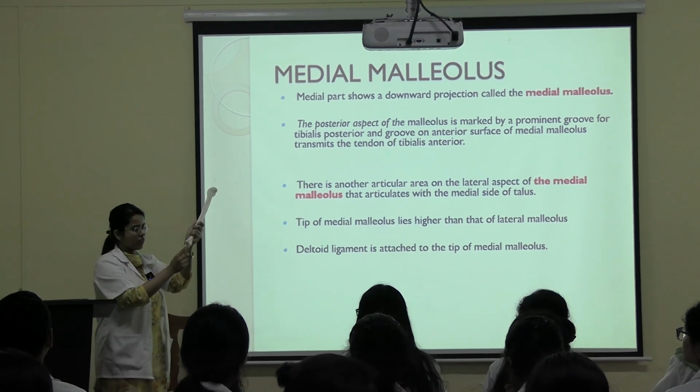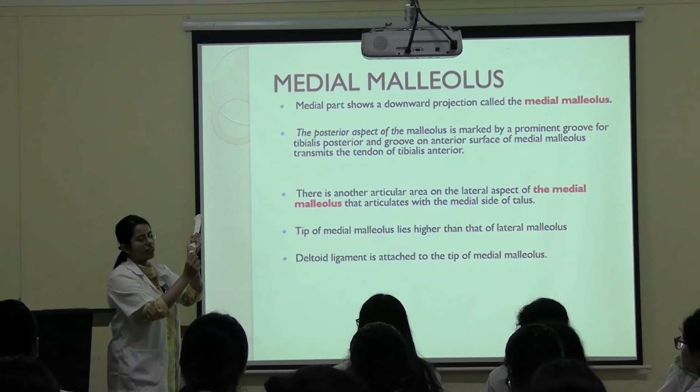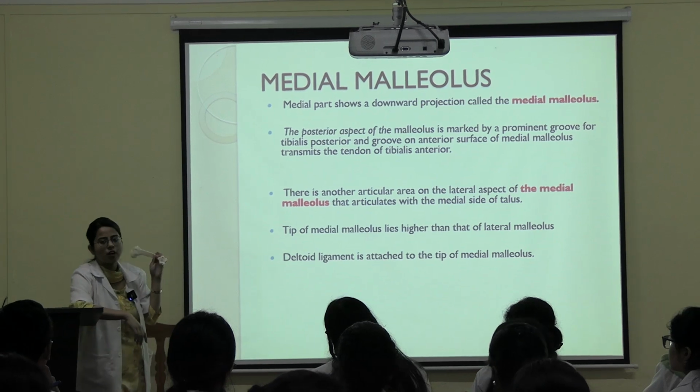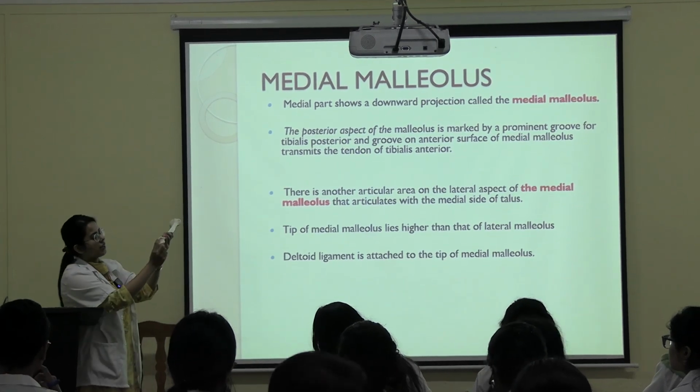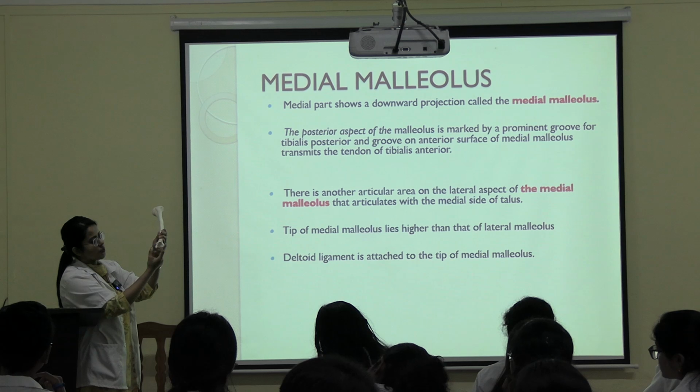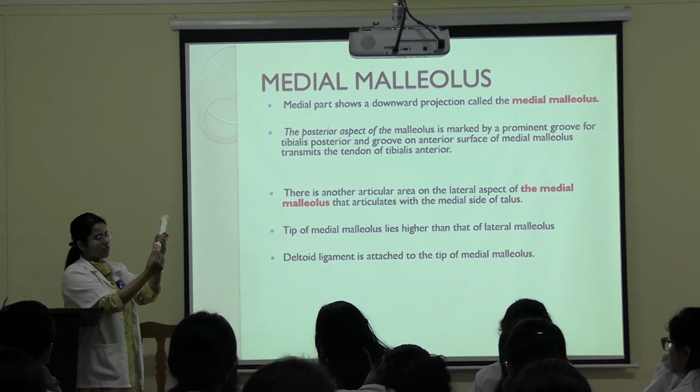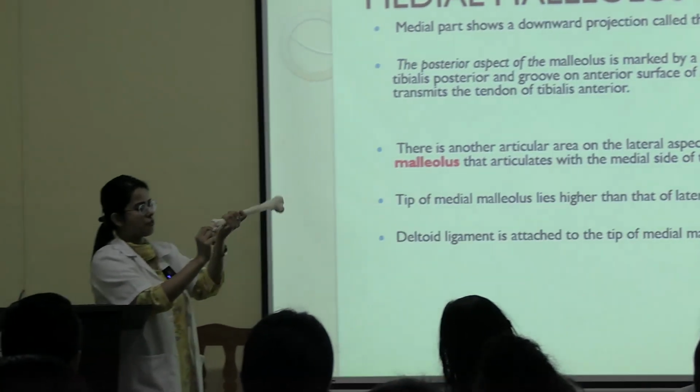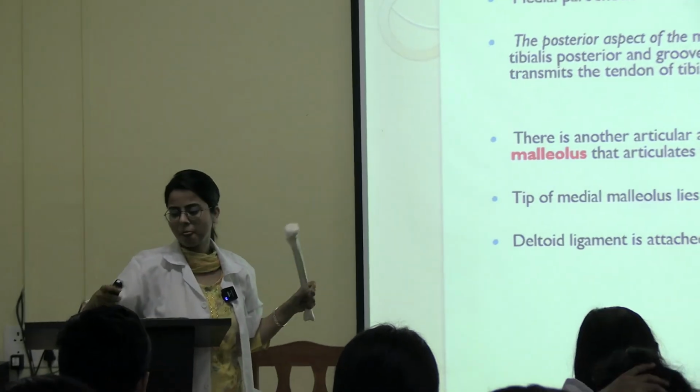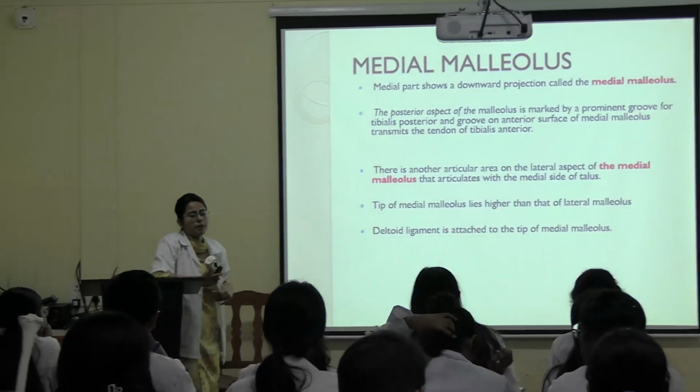Lateral surface. This is the lateral surface. It will articulate with the medial side of talus. This part will articulate with the body of talus, and this part will articulate with the medial side of talus. It has an articular facet here. Articular surfaces are covered by which cartilage?